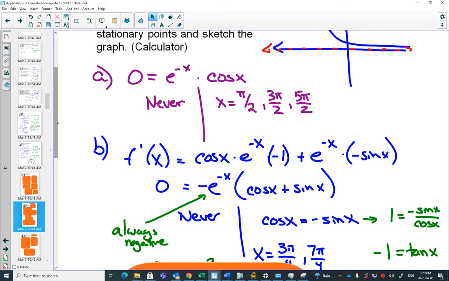There would be other points, right? Because you could go multiple times around the unit circle and find other ones, but the question just said find the first two. So we found our first two.